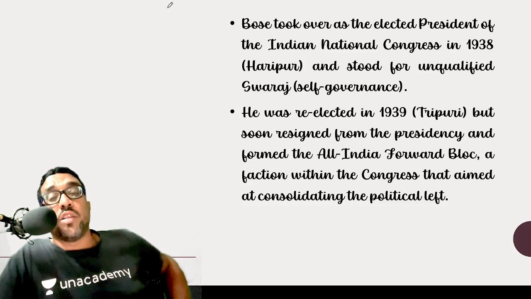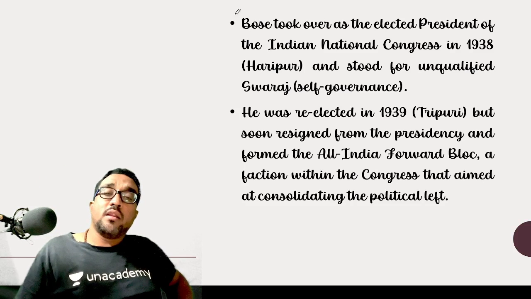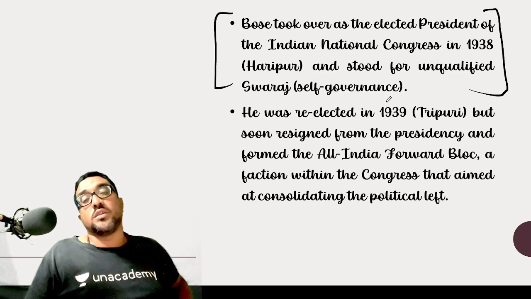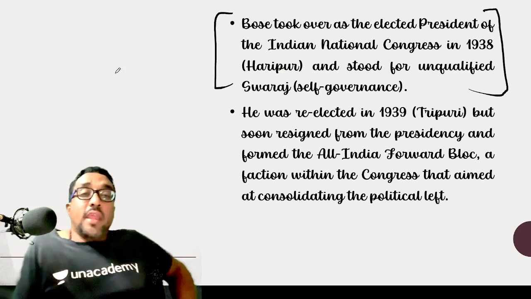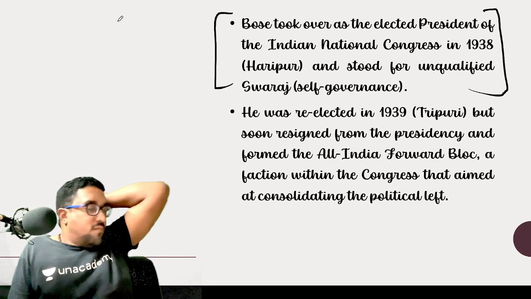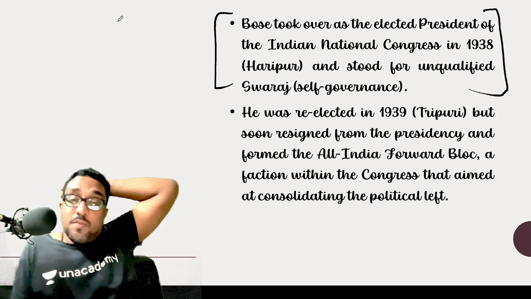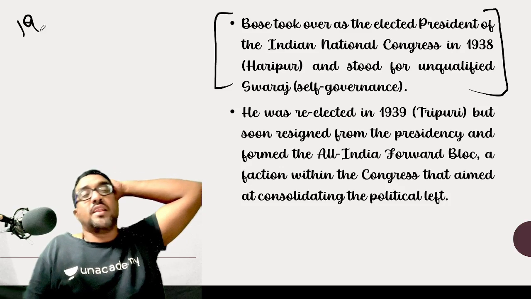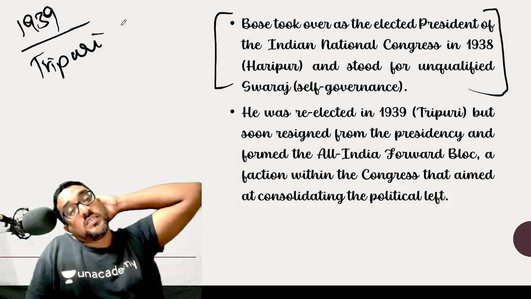Bose took over as the president of the Indian National Congress in 1938, at Haripura. And Bose always wanted unqualified Swaraj, I mean, complete self governance. In the 1939 Indian National Congress elections, Bose was elected against Pattabhi Sitaramayya. We call this the 1939 Tripuri crisis.